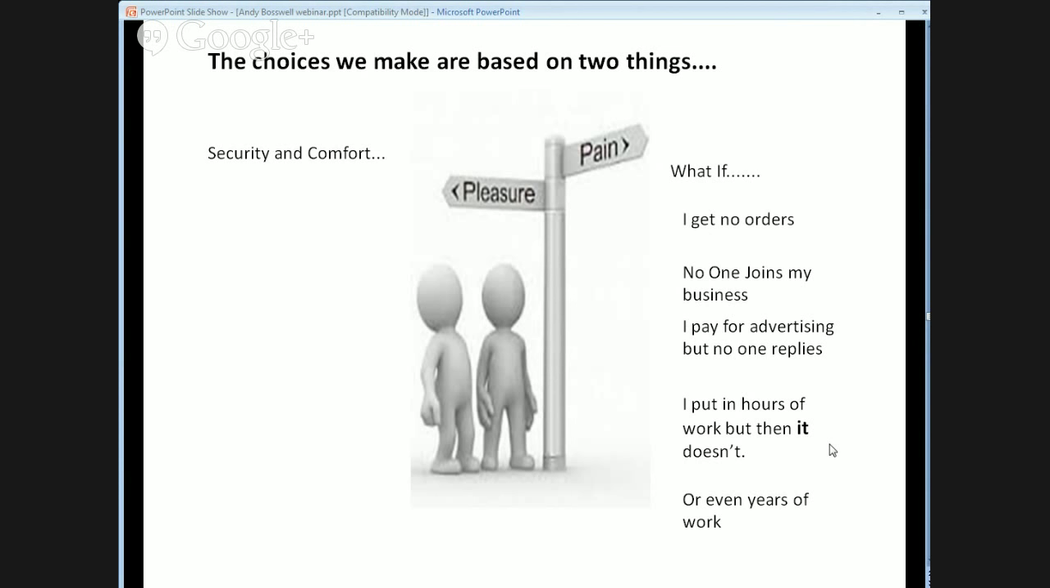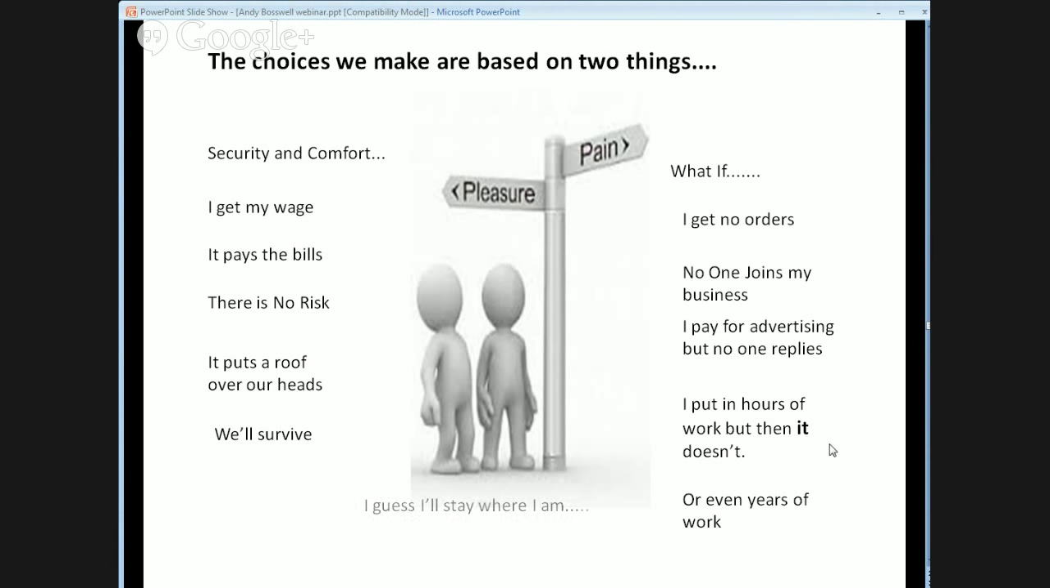But most people are afraid of uncertainty. Most people need that security, that comfort blanket, that I know what's going to happen next feeling. You see, most people get a wage, they have a job, they have some sort of what they believe to be security. And that wage pays their bills. It means there's no risk. It means it puts a roof over their head. And they just think, well, we'll survive. They'll moan and they'll groan and they'll howl, but they won't do anything about the situation because of the fear of moving off that nail. Okay? So most people just decide to stay where they are.